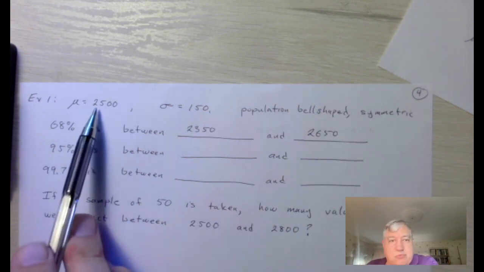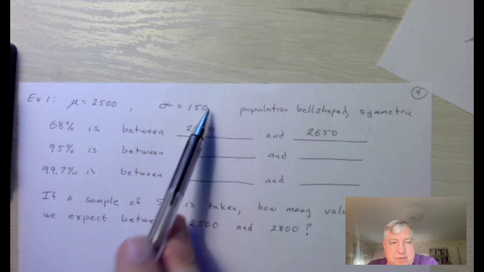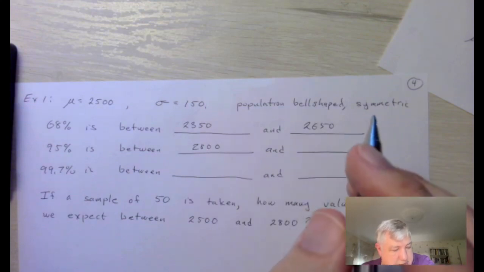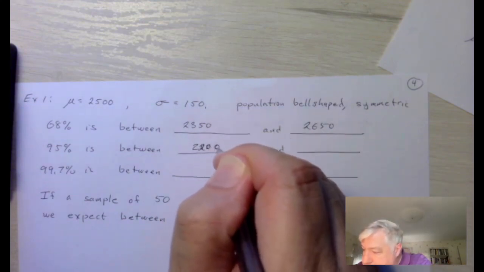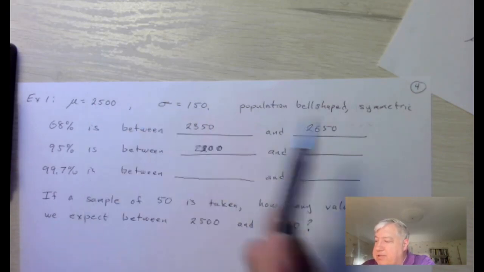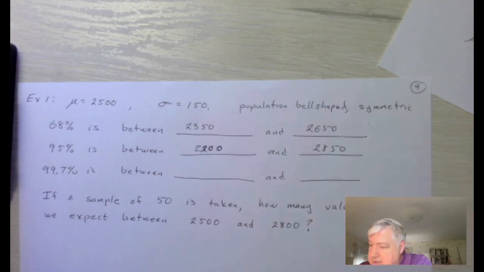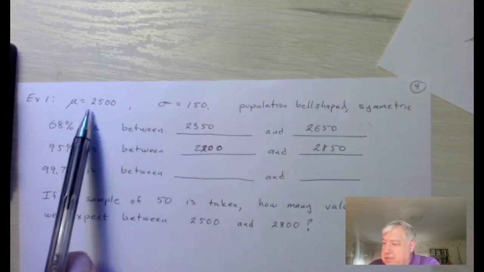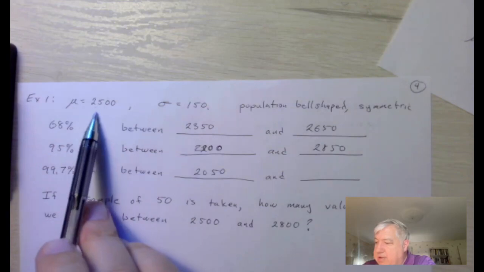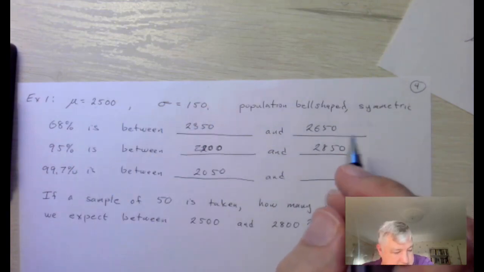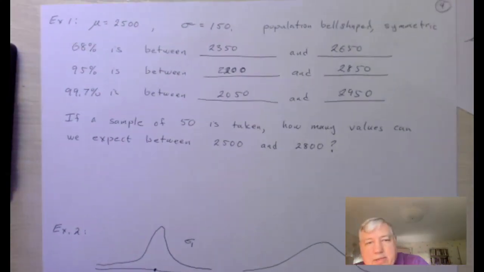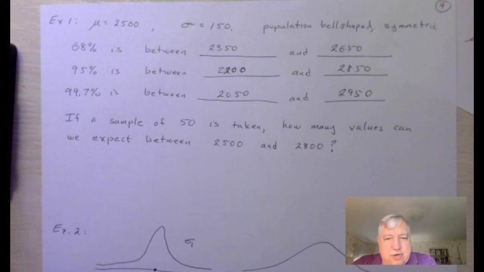For 95% we would have 2,500 plus or minus 2 times 150, so that's 2,500 minus 300, which is 2,200, and 2,500 plus 300 would be 2,800. And then within three standard deviations, 2,500 minus 450 is 2,050, and 2,500 plus 450 would be 2,950, right? Great. Okay. So let's see the next question.